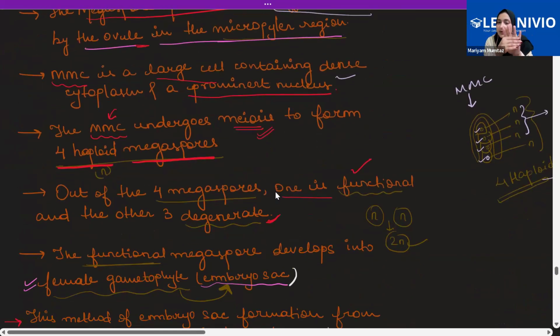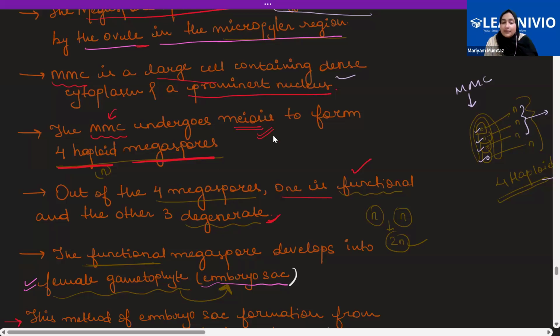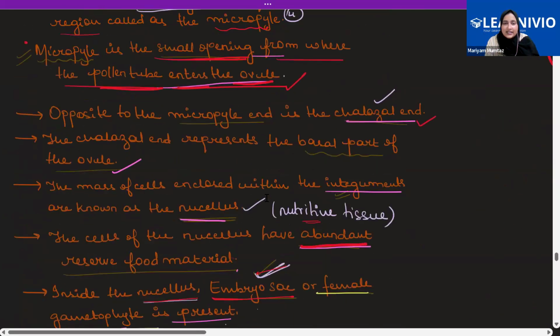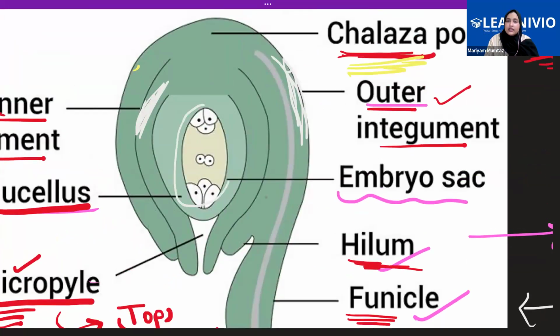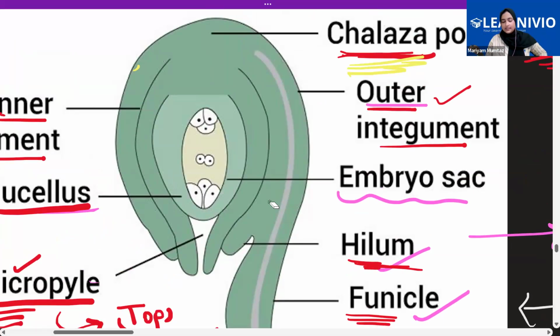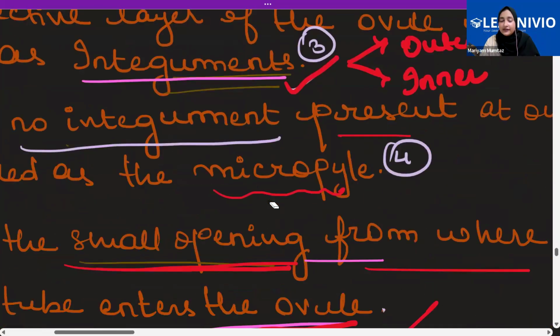Out of these four haploid megaspores, three degenerate and only one is functional. This functional megaspore will give rise to the embryo sac. Do you see this egg-like structure right in the middle? This is the embryo sac, which is formed from that one functional megaspore. Since this whole development happens because of a single megaspore, we call it monosporic development.